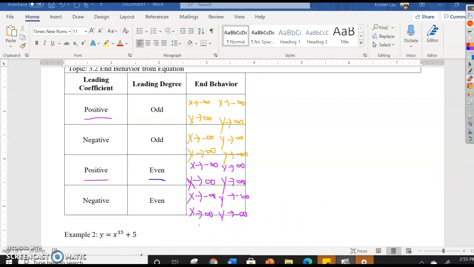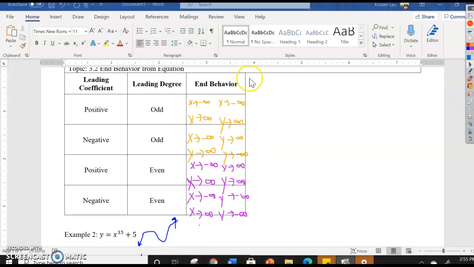Okay, let's look at our leading term, x to the 35th power. It is positive because there's no negative in front of the x, so that's a positive 1. And then this exponent is odd, so that means as x approaches negative infinity, my left arrow is pointing down because y approaches negative infinity, like that. And then as x approaches positive infinity, my right arrow, it's going to point up because it says y approaches positive infinity. So my arrow is going to look something like that with the two arrows pointing on either end.